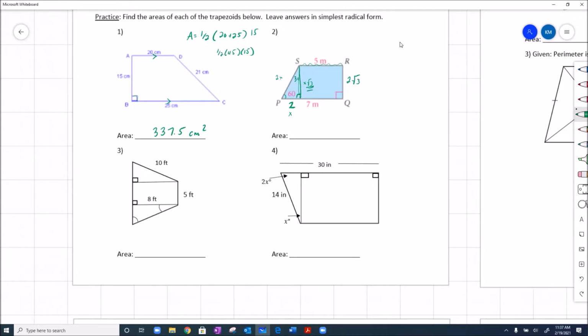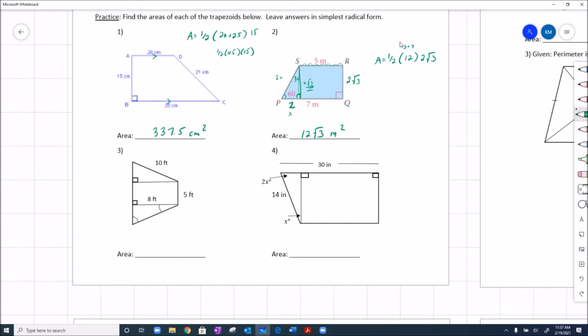So we find our area. Area equals 1/2 the base 1 plus base 2, so 5 plus 7, 12, times our height, which is 2 radical 3. As you multiply across, 6 times 2 radical 3 gives us 12 radical 3 meters squared.